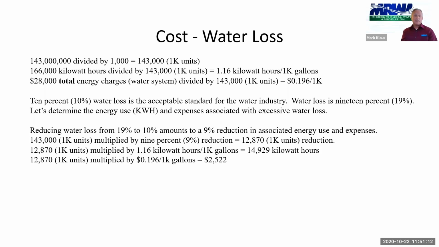And if we want to get it into money, we're going to take that 12,870 1,000 gallon units, and multiply it by the 19.6 cents per 1,000 gallon units. It comes up to roughly a little bit over $2,500 that our water loss is costing us.